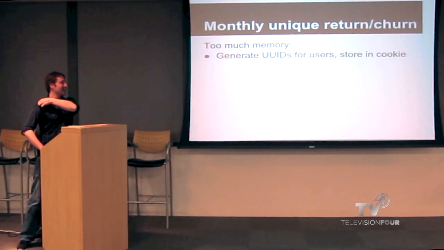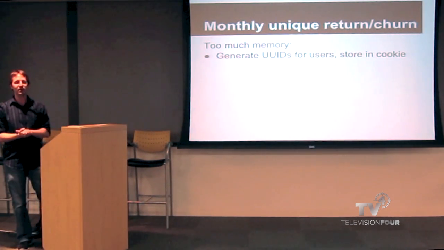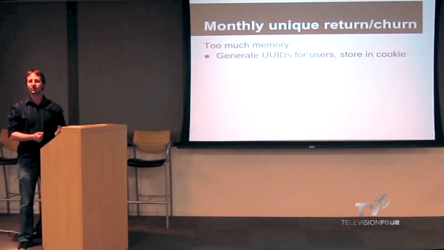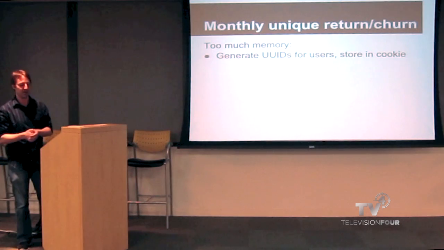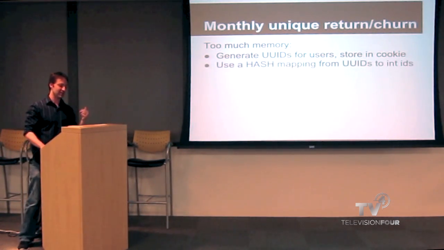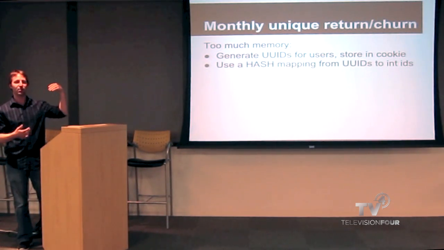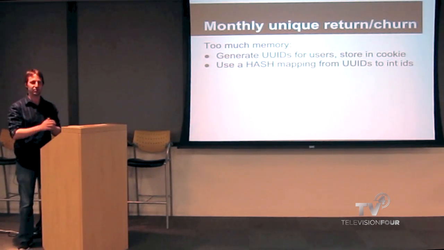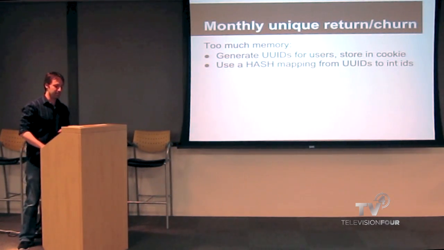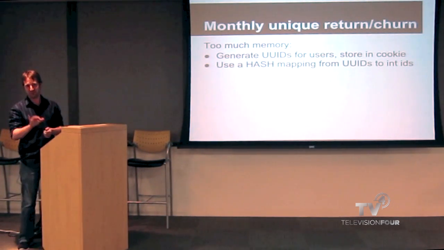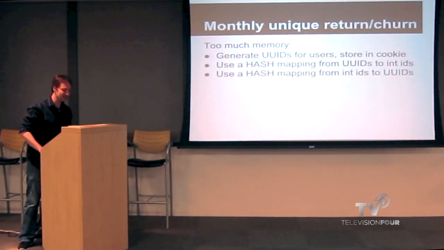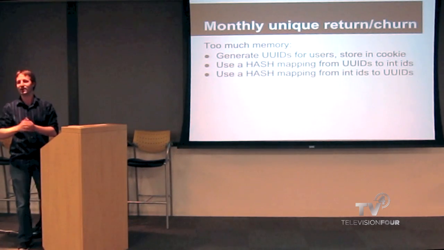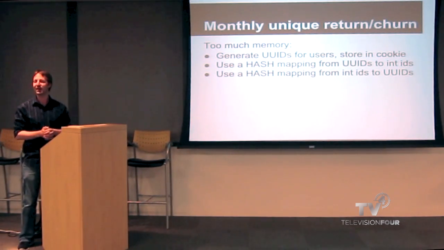So, step one is to generate unique identifiers for every user, and we're going to store it in a browser cookie, because all of our visitors are coming from a browser of some kind. Our second step is to use a hash to map from UUIDs to small integer IDs. The reason for this will become clear in a moment. Because we want to be able to clear out these small IDs, we have to create a secondary hash that maps from the small IDs to the UUIDs. So now we get a little bit of data duplication.